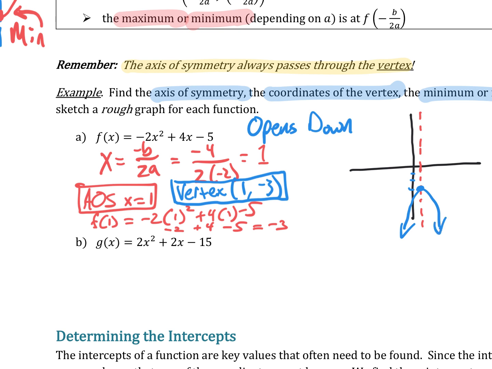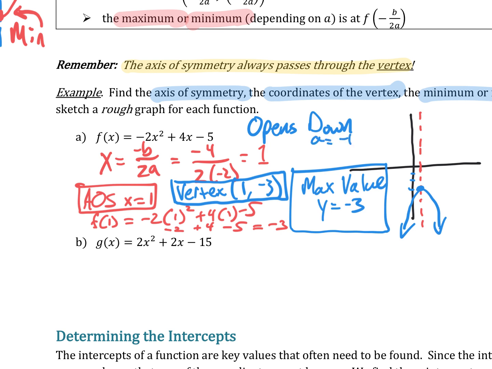All right. Oh, it's got a maximum. That was another thing that happens. The max value, that's the highest y value, is at negative 3. So the highest this will ever get is negative 3. And it's a maximum, not a minimum, because that's the highest point because it's upside down. Okay, so it opens down because a is negative. All right. Well, how about our next one here?